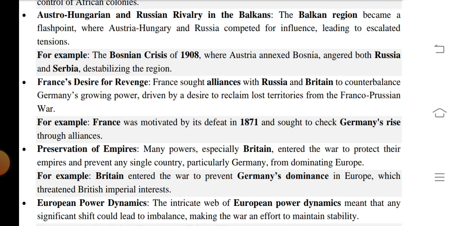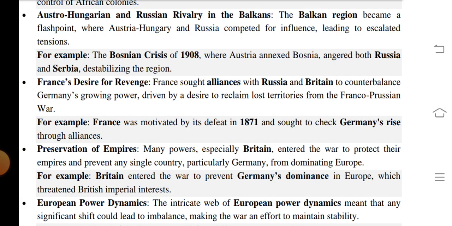France's desire for revenge. France formed alliances with Russia and Britain to counterbalance Germany's growing power, driven by a desire to reclaim lost territories from the Franco-Prussian War.